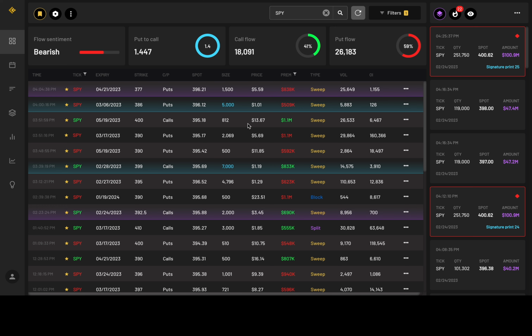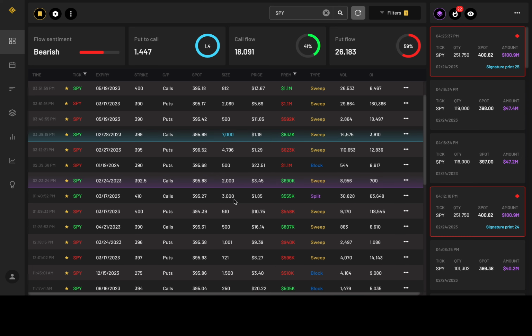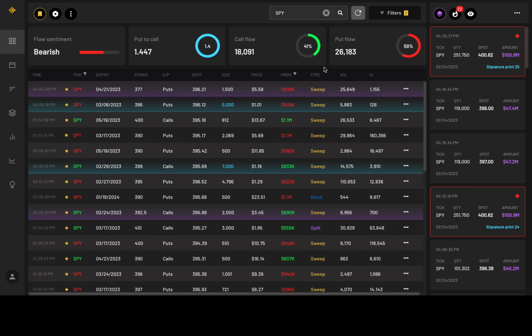Here's another call. That's not big in size though. But this one is big in size, over 5,000 in size. This is puts, 386 strike price, but this is March 6th. So as you guys see, we're getting some mixed reviews on what big money is thinking. Not seeing anything clear here.